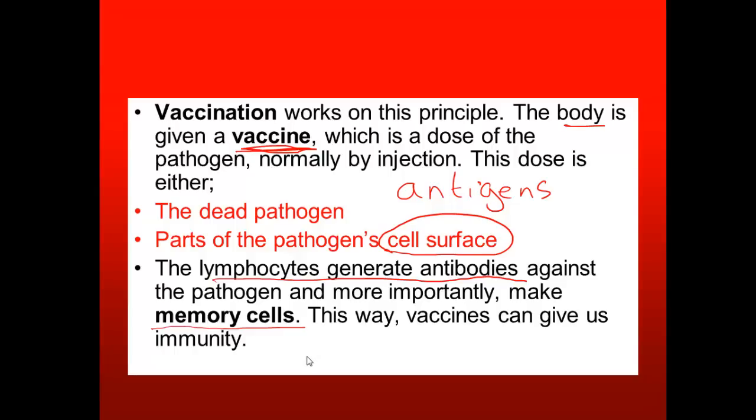Very important point, the antibodies themselves don't hang around in your body for ages. What do hang around in your body for ages are the memory cells, which can then go and make the antibodies very quickly the next time you meet a pathogen.